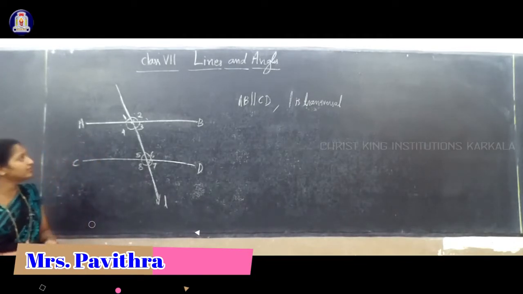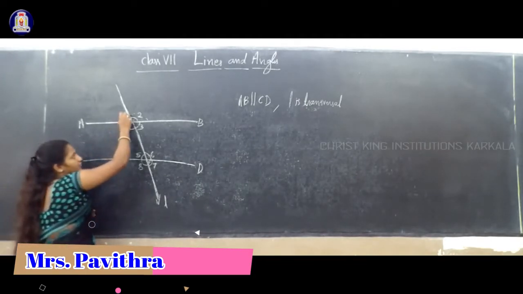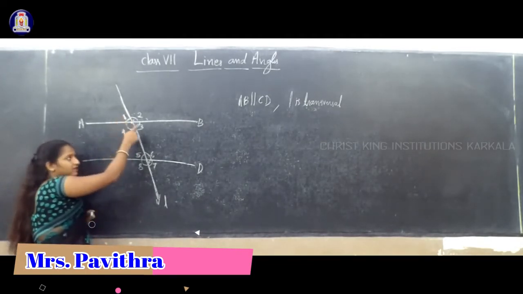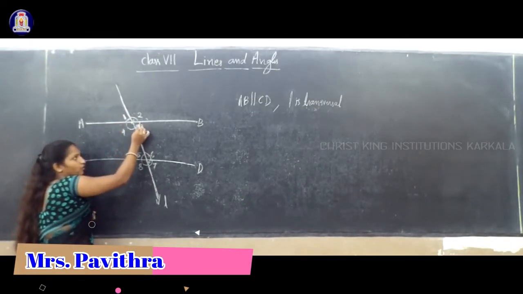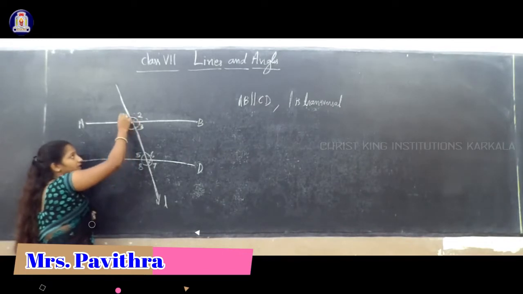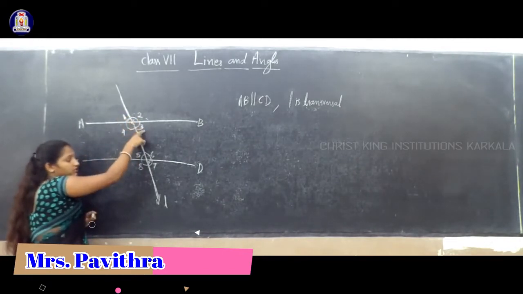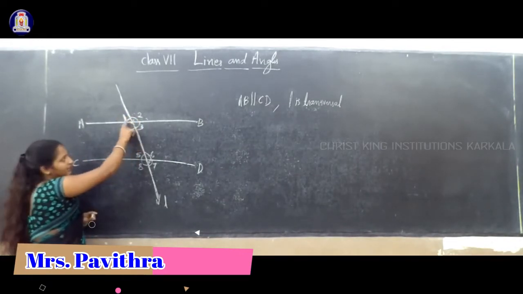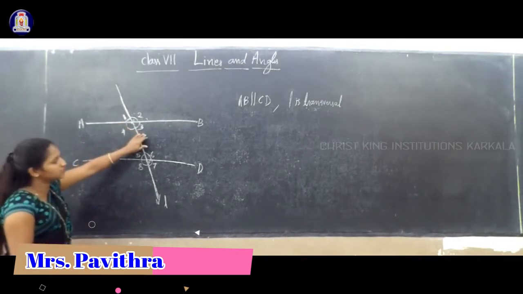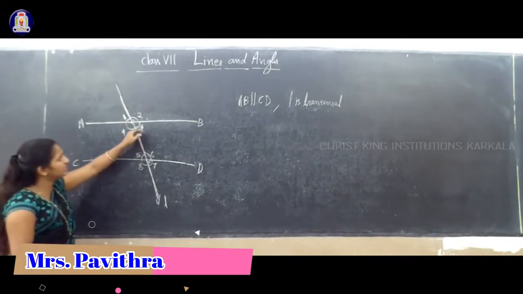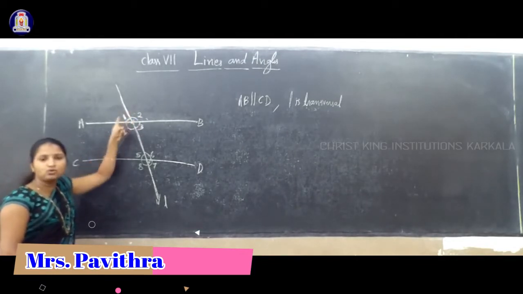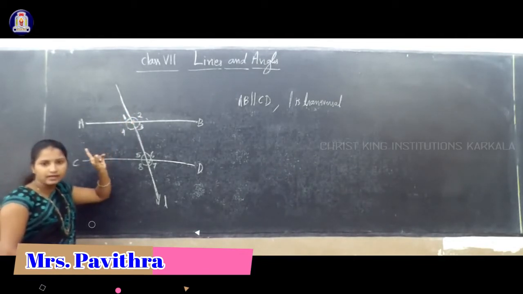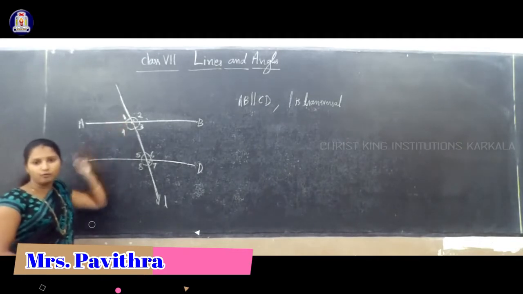For example, see here, angle 1 is vertically opposite to angle 3. Yes. So if you see this, you can understand that angle 1 is opposite to angle 3. Similarly, angle 2 is vertically opposite to angle 4. Angle 2 and angle 4 are equal because they are vertically opposite.